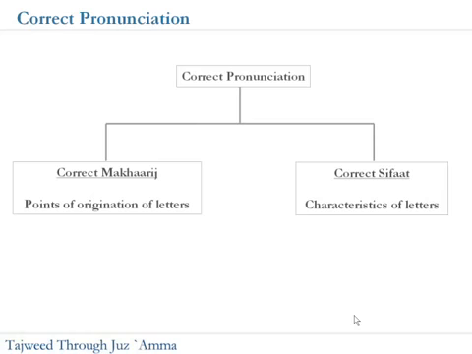The correct pronunciation of each of the Arabic letters comes from perfecting two things. One is the Makhaarij of the letter, which is the point of origination of the letter, i.e. which organs and which place in the mouth the letter comes from. And the second one is the correct Sifaat, and this is the characteristics of the letter.